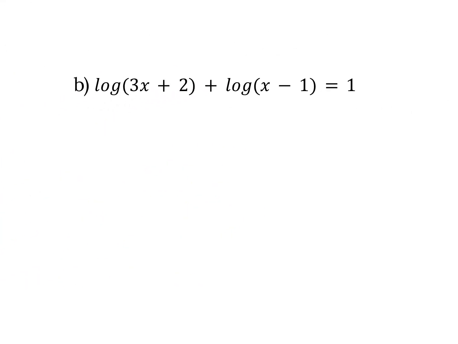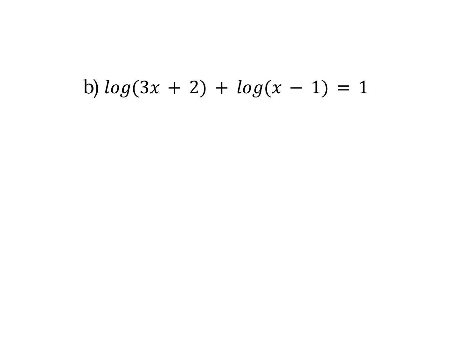Okay. Before we can solve this, we have to remember our log properties, what we can do when we have the addition of two logs with the same base. If I have two logs with the same base and I'm adding them together, what operation do I do? Multiplication. So I'm going to rewrite this as log base 10 of 3x plus 2 times x minus 1 equals 1.